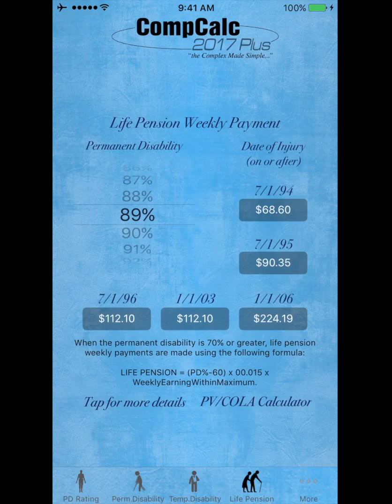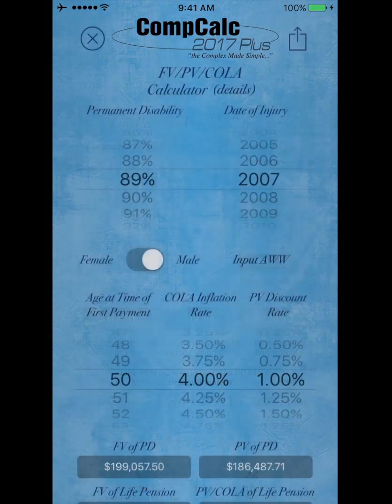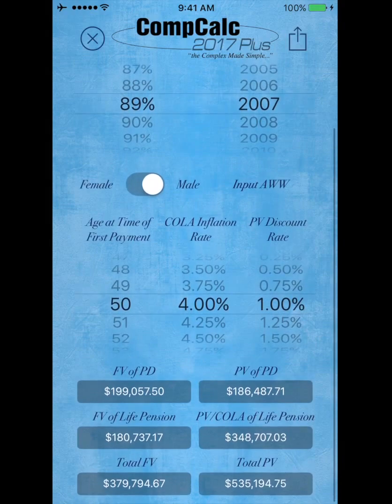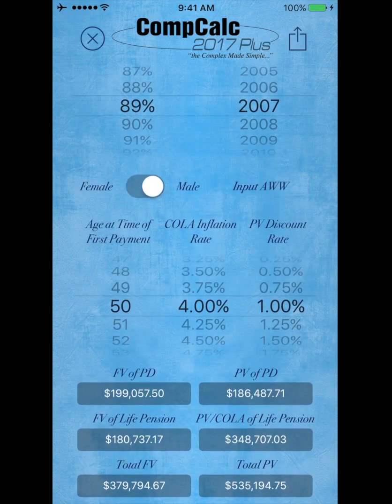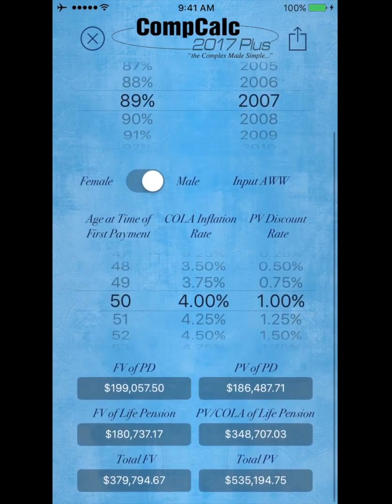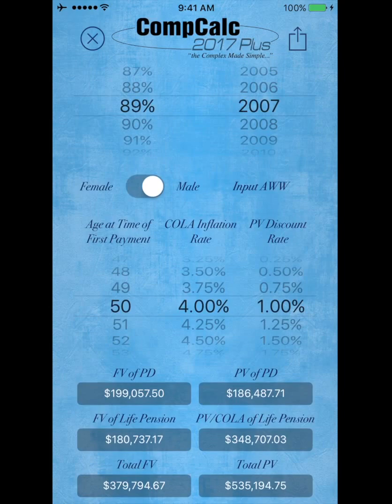If you go to the PV COLA calculation, this is for life pension. This is also going to be part of the advanced tips and techniques, but I'm going to tap on the PV COLA calculation. And here you can see I just put my thumb on the left-hand side so I could get everything up and take a look at it.